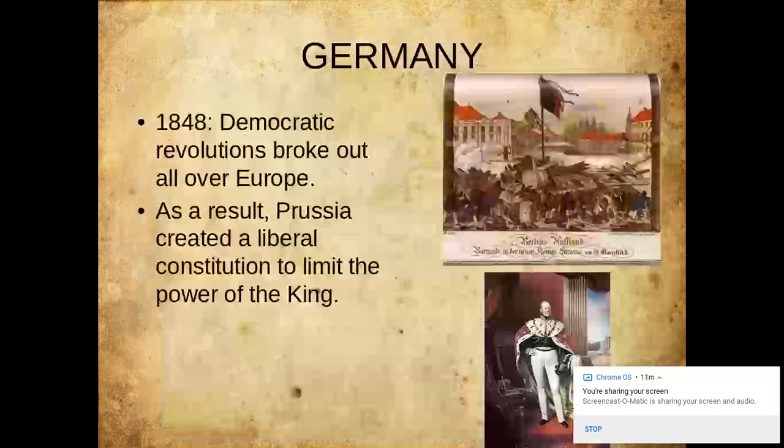1848, democratic revolutions broke out all over Europe. So as a result, Prussia created a liberal constitution to limit the power of the king. But they also took that as their time to start revolting as well, because the rest of the Europeans were doing it. They figured, well, heck, now's a good time to do it as well. Let's start revolting, just like the rest of the European countries are doing.